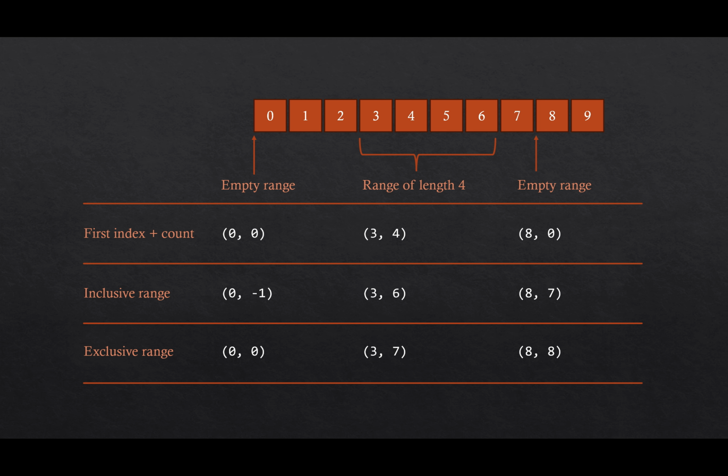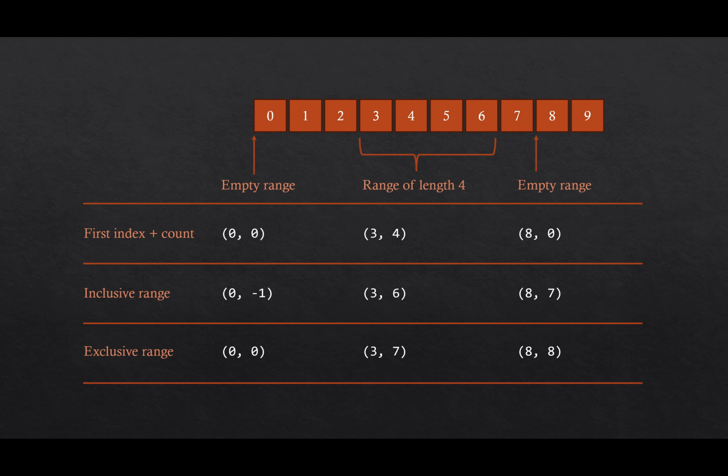For the exclusive range, the first empty range is 0, 0, because both the begin and the end indices are 0. It's an empty range because the end index is 1 past the last item. Or another way of saying it is that end minus begin, the distance between begin and end, is the size of the range, if you will. So end minus begin is the length of the range. In this case, of course, it is 0 for an empty range.